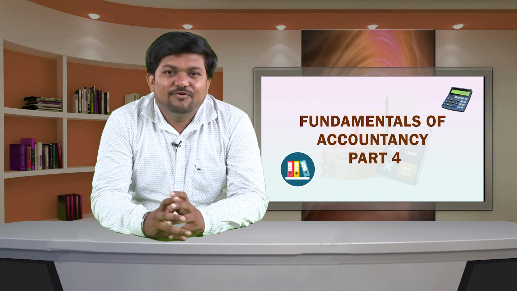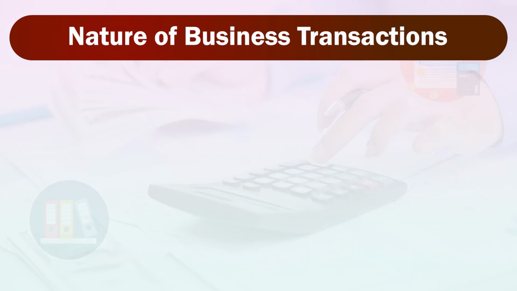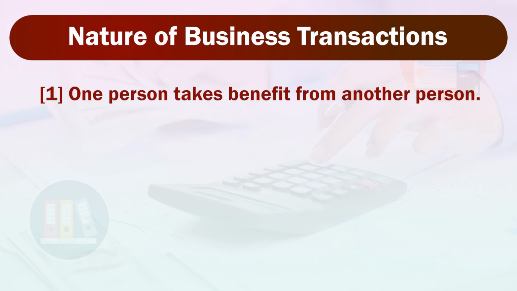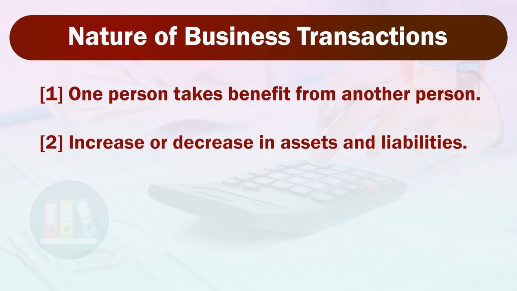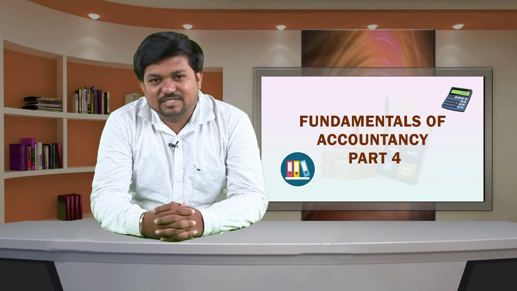These transactions will take place in different manners. Let us see the nature of these transactions. First, one person takes benefit from another person, so it is a transaction between persons. Second, increase or decrease in the assets and liabilities, so it is related to the assets and liabilities of the business. And third, realization of income and payment of expenses, so it is related to the income and expenses of the business.